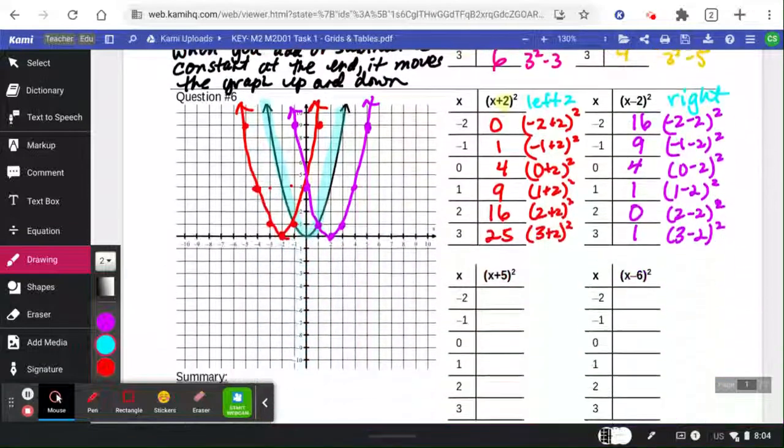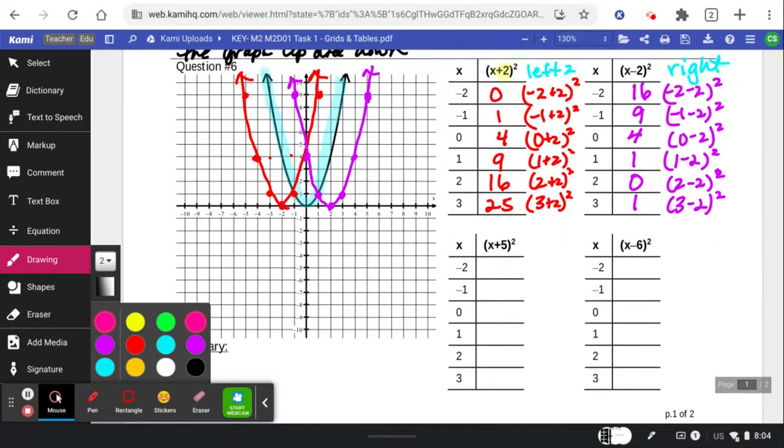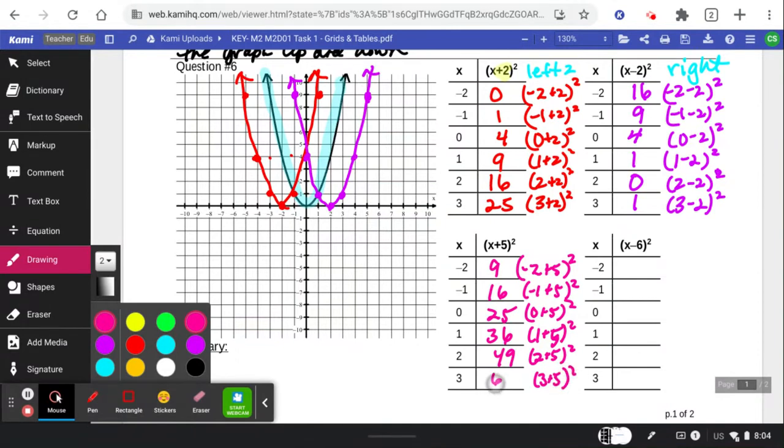Okay, what color did I use next? Next I used pink. Okay, for this one it's an x plus 5 shift. Notice it's in the parentheses with the x as well. So we're going negative 2 plus 5 squared. That'd be 3 squared, which is 9. Negative 1 plus 5 squared, which is 4 squared, 16. 0 plus 5 squared is 5 squared. 1 plus 5 squared, 6 squared is 36. 2 plus 5 squared, 7 squared is 49. And you can see the next one coming. 8 squared is 64.